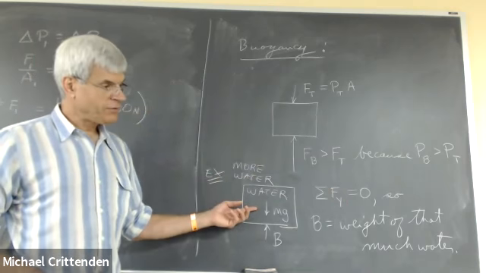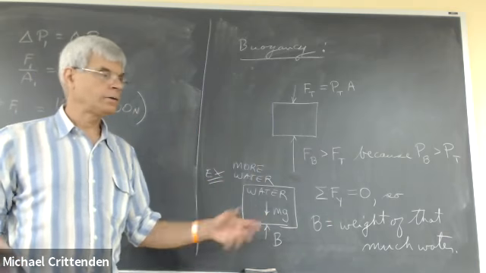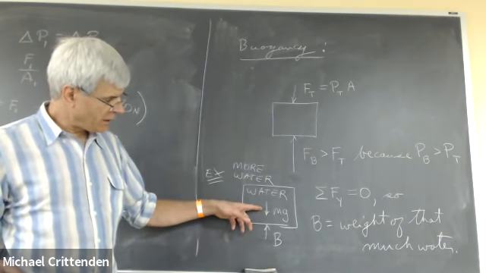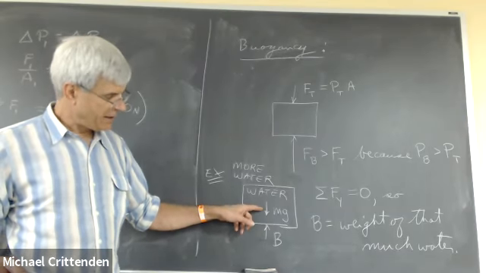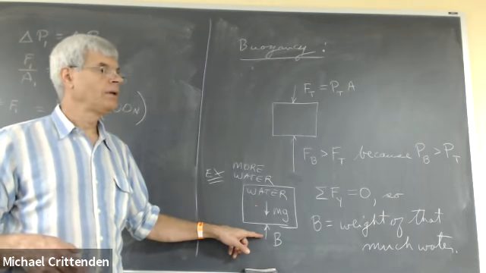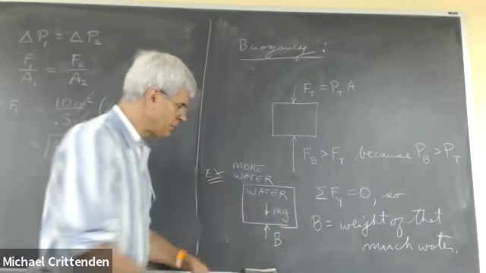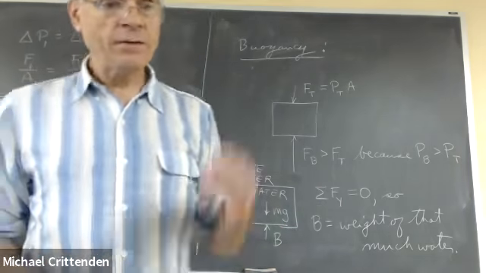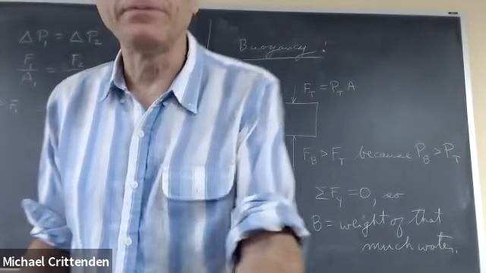On the other hand, if this was a chunk of some very low density substance like cork or styrofoam or something like that, then the weight of that block of styrofoam would be less than the weight of the water that would be there otherwise. The buoyant force is greater than the weight of the styrofoam, and when you let go of it, it heads for the surface.